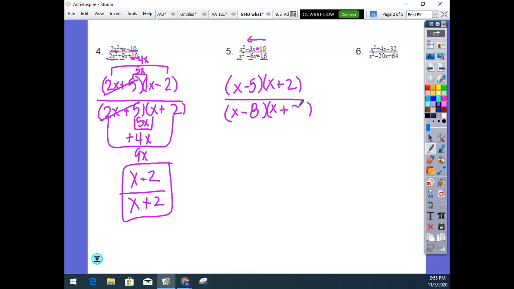Minus 8 plus 2, because negative 8 plus 2 is negative 6. X plus 2's cancel. Final answer.